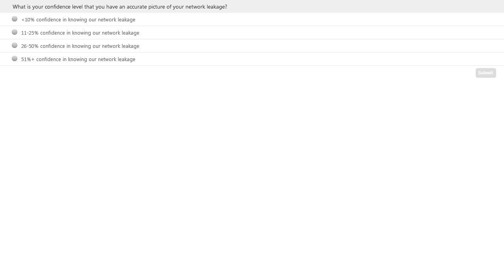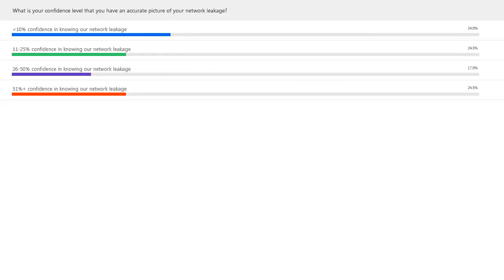The answer choices are less than 10% confidence in knowing our network leakage, 11 to 25% confidence, 26 to 50% confidence, or 51% plus confidence in knowing our network leakage. So again, just think about your confidence level and what is that accurate picture of your network leakage. And that would be less than 10%, 11 to 25%, 26 to 50%, and 51% and above confidence. So let's see what the results are. And Rose, would you like to comment on those?